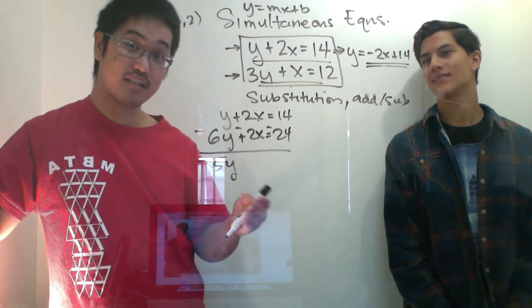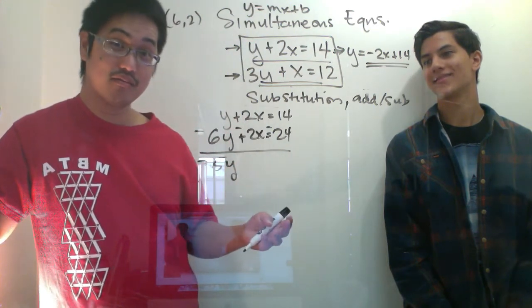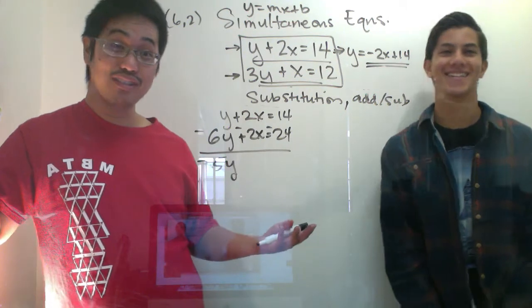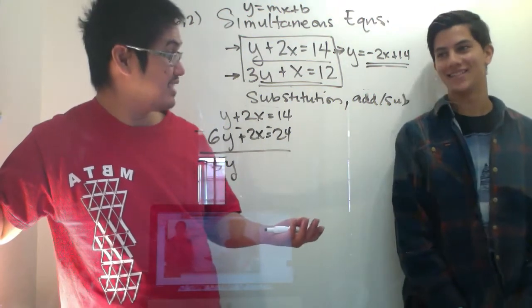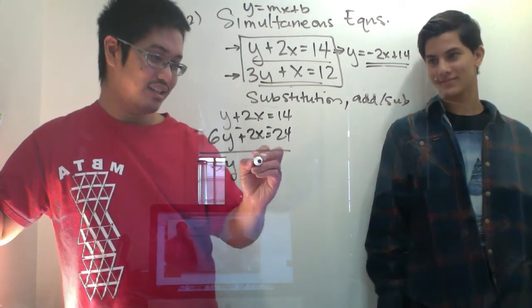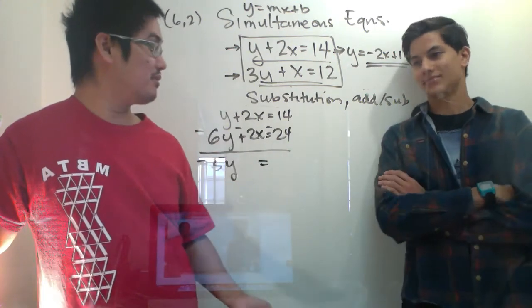2x minus 2x rhymes with hero. So it's zero. 0x. There's no x's left. Are we cool with that? Yeah. So I'm not even going to write anything because it's 0.